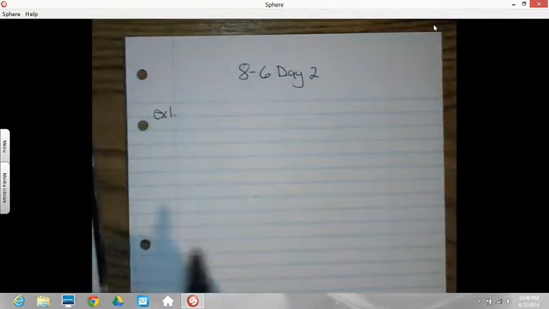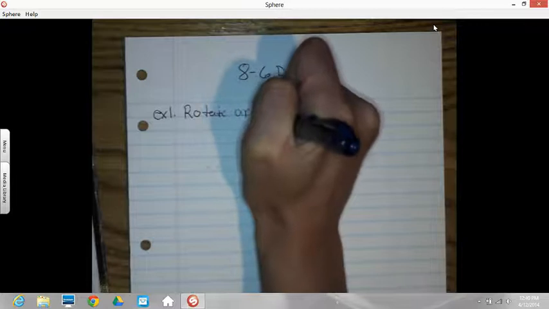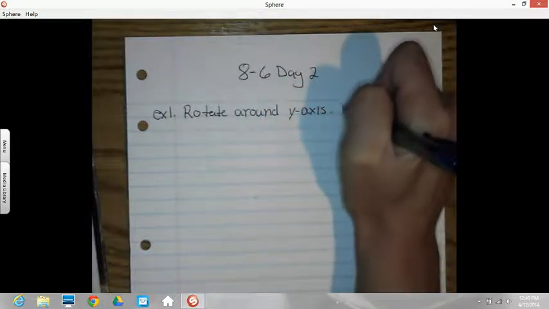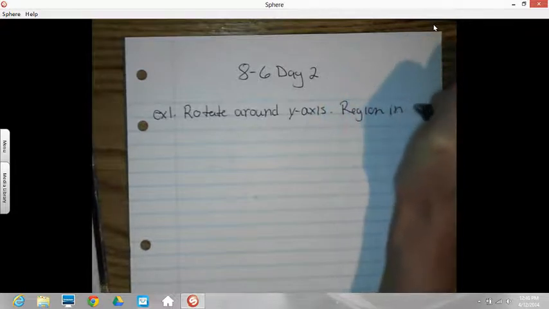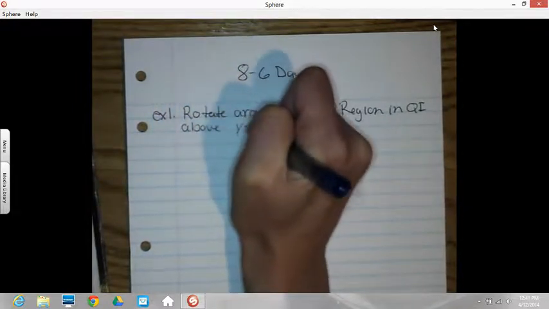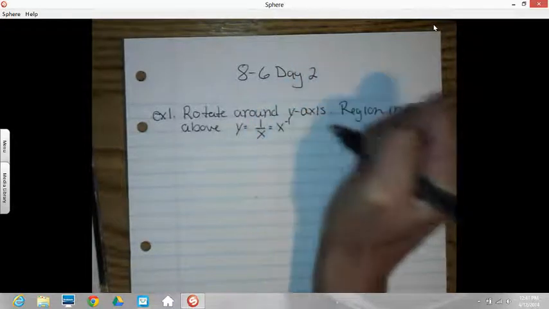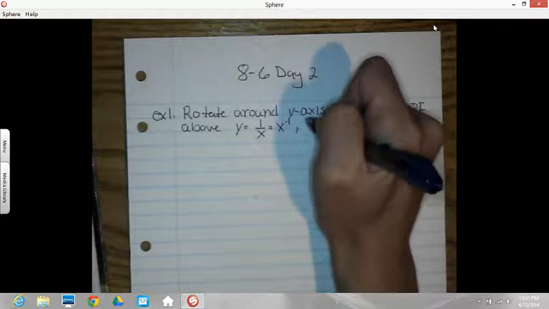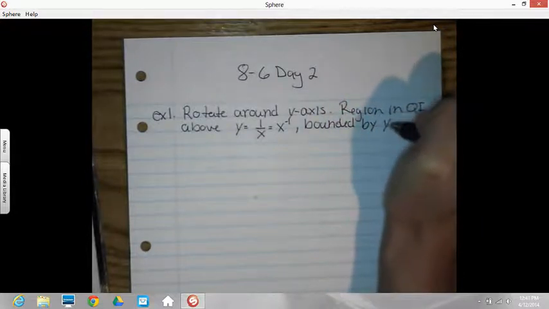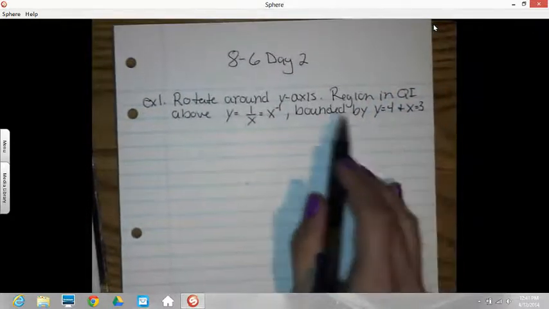So for this one, we're going to rotate around the y-axis. The region in quadrant 1 that's above the graph y equals 1 over x, which you might want to hit right away, bring it up as x to the negative 1 power, that is bounded by the horizontal line y equals 4 and the vertical line x equals 3. So we got 3 equations working here.